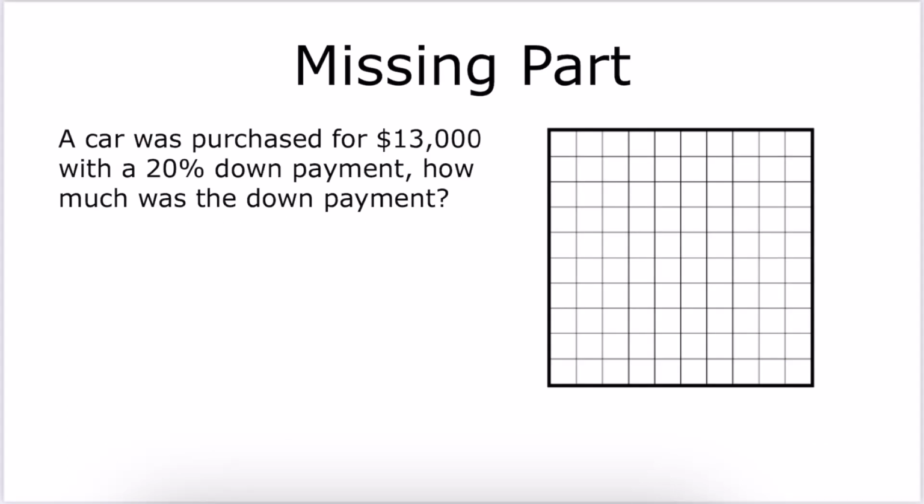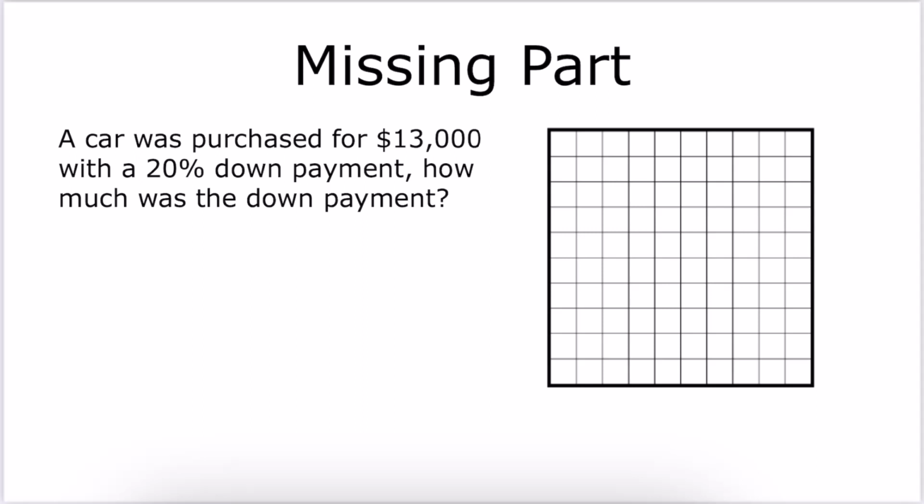So let's start off with how you would solve a percentage problem where the part is missing. If we have a car that was purchased for $13,000 with a 20% down payment, and we want to figure out how much the down payment was, the $13,000 is the total amount of the car, or the whole. The 20% is obviously the percent, and the down payment is the part we're trying to find.